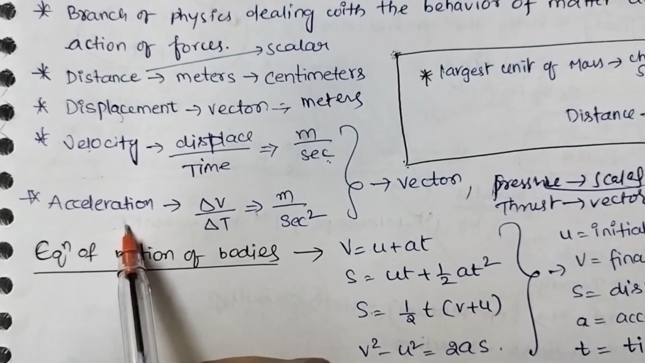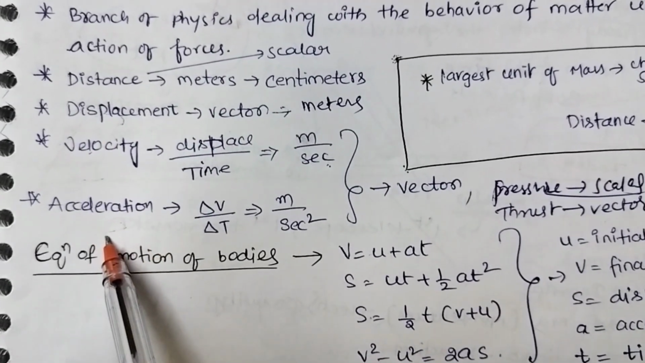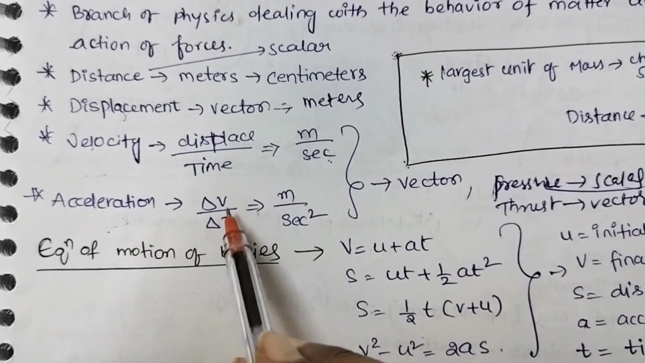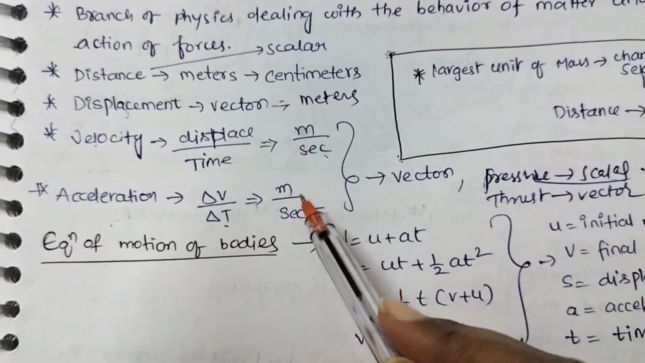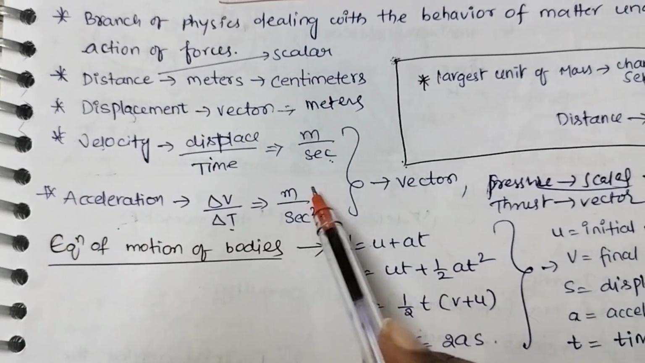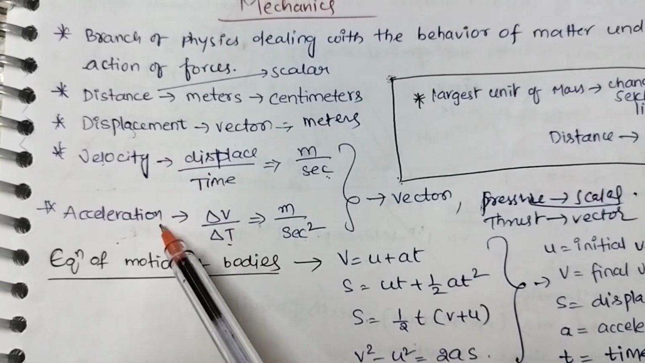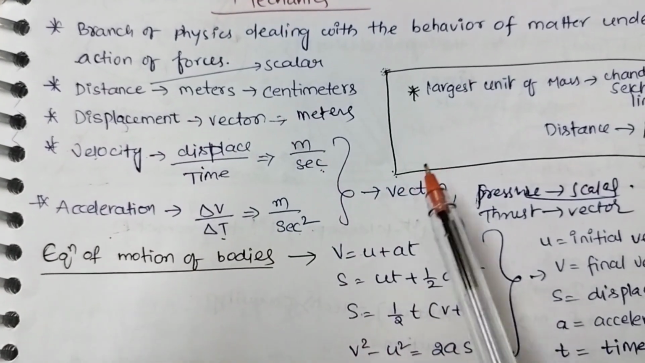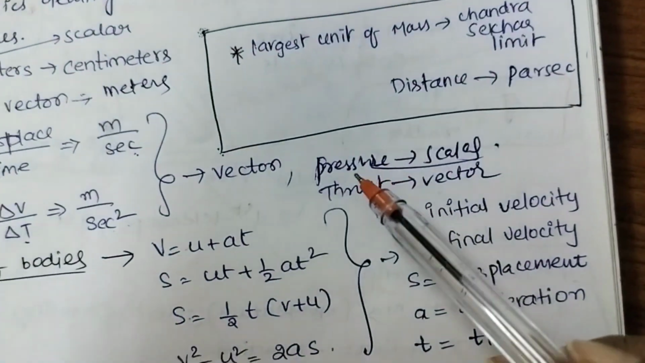When it comes to acceleration, what is acceleration? Change in velocity by change in time. What is the unit of velocity? Meter per second, divided by second. So meter per second square. The unit of acceleration is meter per second square. These three are vector quantities. Why? Because they are dependent on time. Displacement, velocity, acceleration are vector quantities.